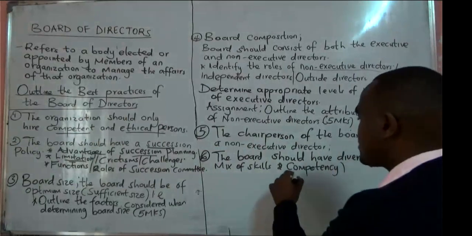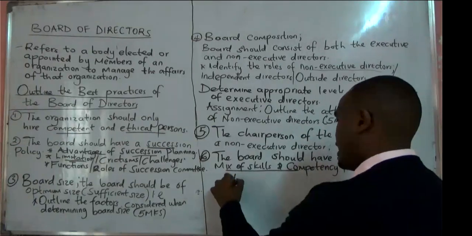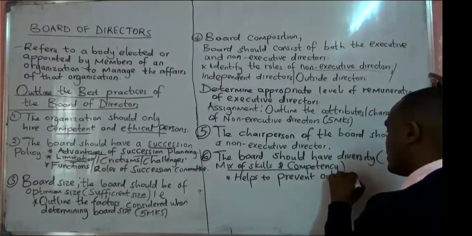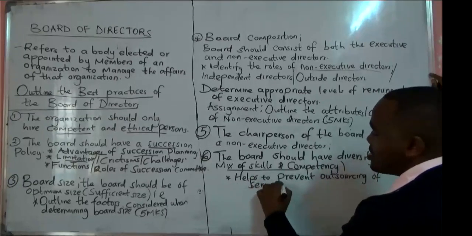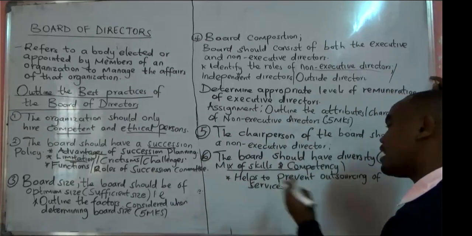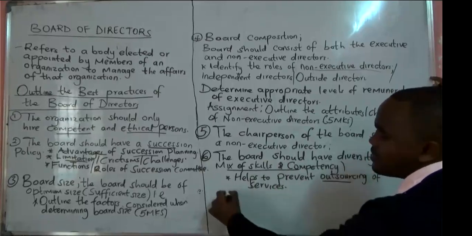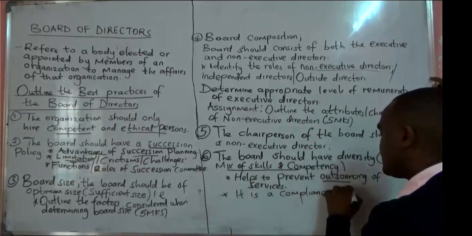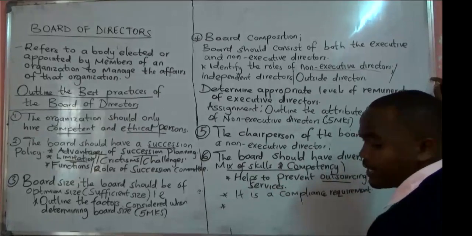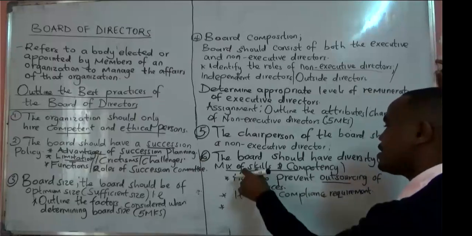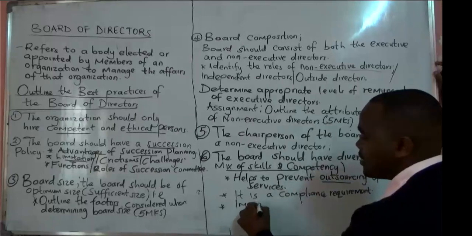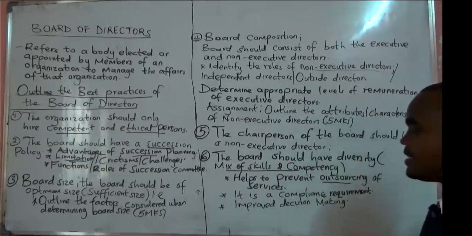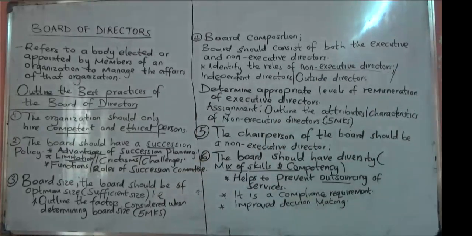One advantage is that it helps to prevent outsourcing of services. The board consists of lawyers, teachers, medicals, so you don't have to outsource to get services from another person. It is a compliance requirement. The third one, another reason you need a mix of skills and competence is improved decision making in an organization. Also, you can say that it enhances independent judgment.